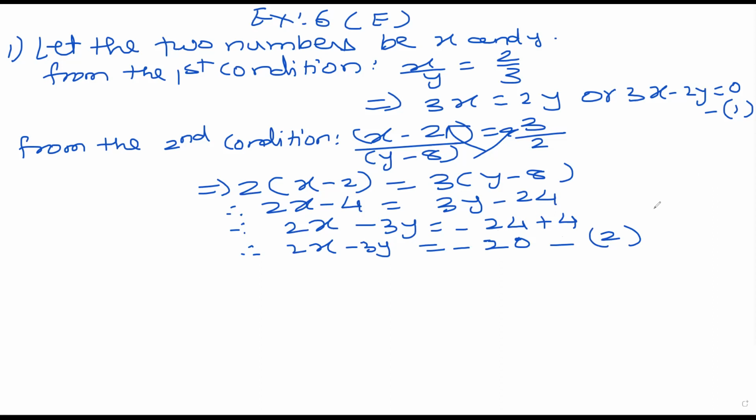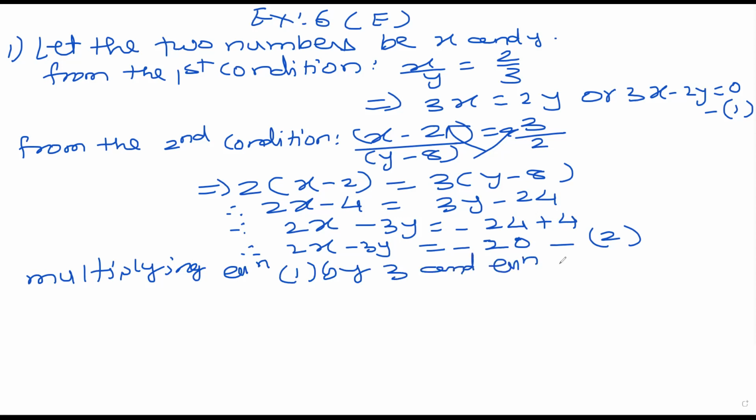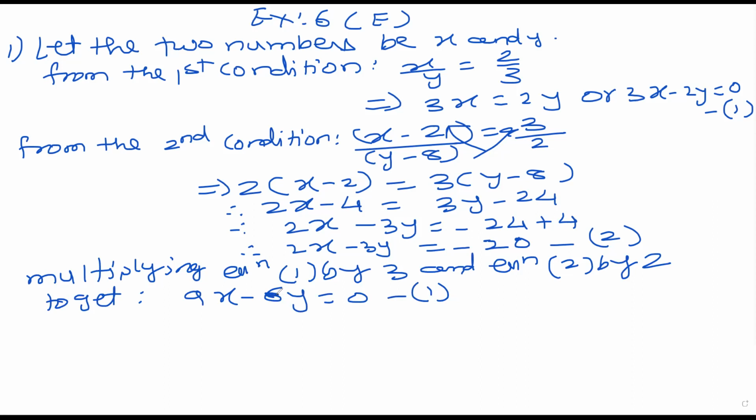Now, I think you can use the equating the coefficient method. Let us multiply equation 1 by 3 and equation 2 by 2. I'm going to equate the coefficients of y instead of x; both are equal, not a problem. So what do you get? 9x minus 6y is equal to 0, and here you get 4x minus 6y is equal to minus 4.